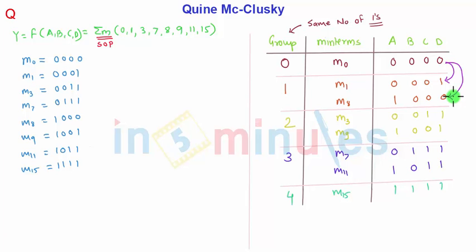Similarly, I will compare M1 with M3, M1 with M9, also M8 with M3 and M8 with M9. Means all the combinations will be present. Then M3 is compared with M7 and M11, and M9 is compared with M7 and M11. This is how only 1 bit difference is there. So this is how I am going to form the next group. Let us see how the next group is formed.